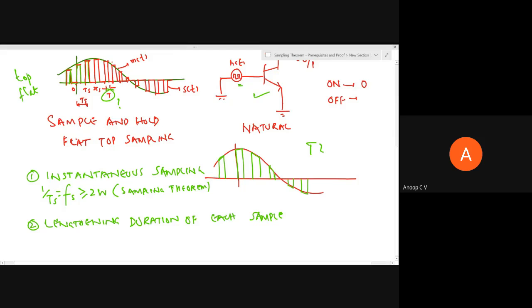So basically, pulse amplitude modulation is instantaneous sampling and lengthening of the duration. These two operations together, we can call sample and hold, or flat top sampling, or whatever.